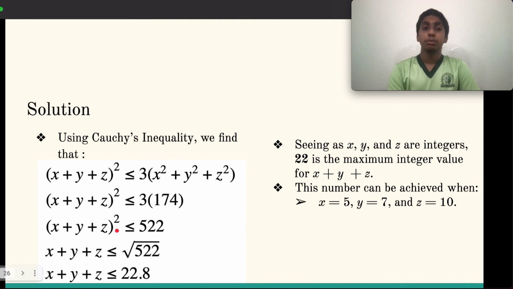Okay, so then it's pretty easy to square root both sides, right? When you square root both sides, you're going to get x plus y plus z is less than or equal to the root of 522. And that's the same as saying x plus y plus z is less than or equal to about 22.8. If you punch that into your calculator, you're going to get around 22.8. I just rounded there because that's probably easiest.